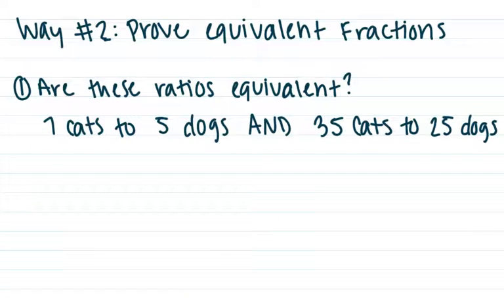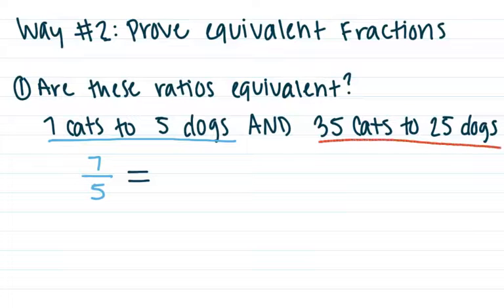Another strategy is to prove that we have equivalent fractions. I'm going to try to get one of my ratios to equal the other ratio using multiplication or division. So here in this problem, number 1, are these two ratios equivalent? I have 7 cats to 5 dogs. That is my first ratio. Again, I want to write these as fractions. A little bit easier to work with if they're written as fractions. And I'm going to set this ratio equal to my second ratio, which is 35 cats to 25 dogs. Now, my whole purpose is trying to see if I can use multiplication or division to get my first ratio to equal my second ratio.